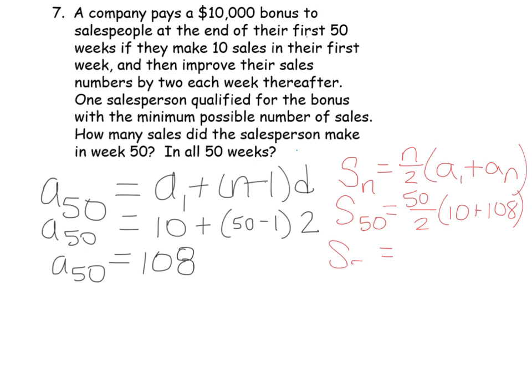50 divided by 2 is 25, and 10 plus 108 is 118. So we're just going to multiply 25 times 118, and we get 2,950. So if this salesperson in those first 50 weeks sells 2,950 of whatever product this is, they'll qualify for that $10,000 bonus. Do you think that they are having a lot of salespeople that are getting this bonus? I don't know.